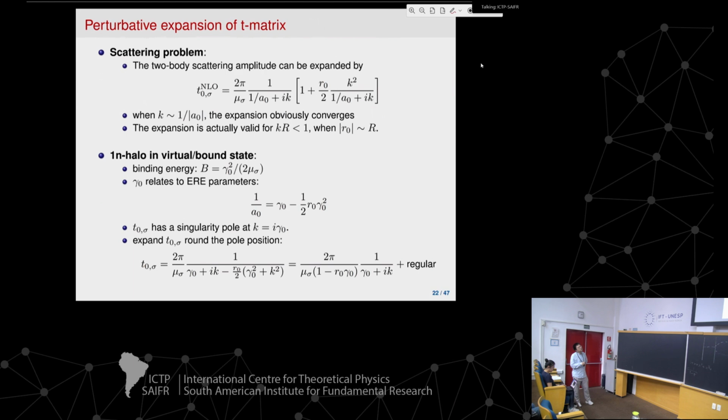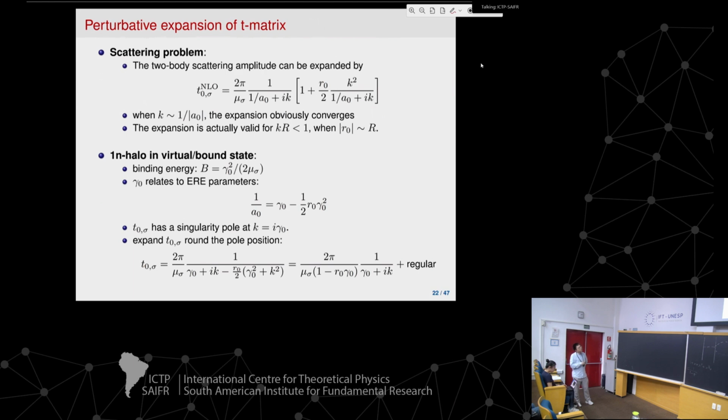But actually, for this effective range expansion, it works better. It works even for K times this interaction range, K times R, smaller than 1, and this interaction range is close to the effective range. So it has an even broader application range for the effective range expansion. And now this is for scattering problems.